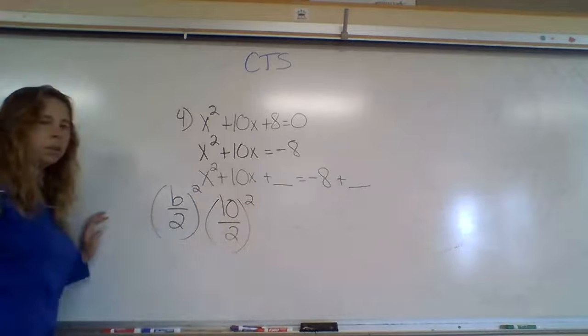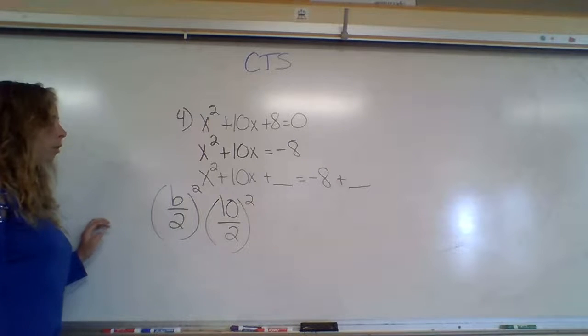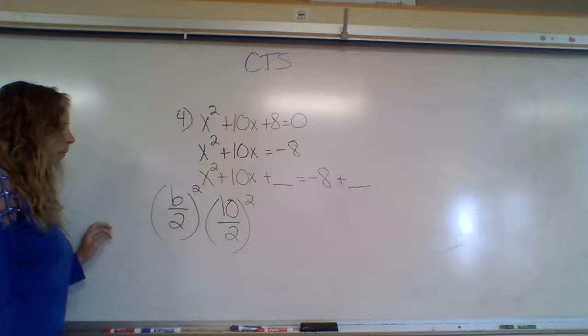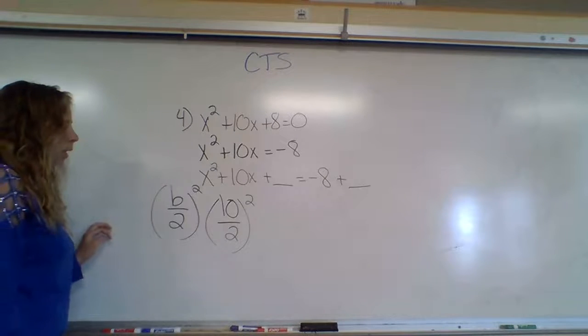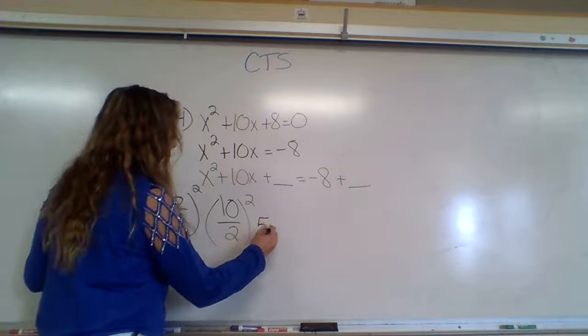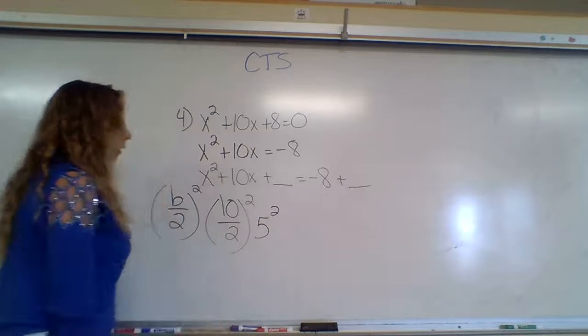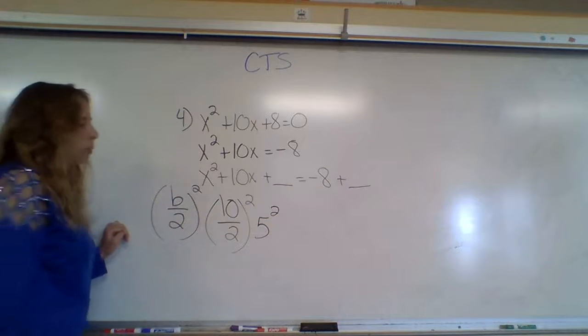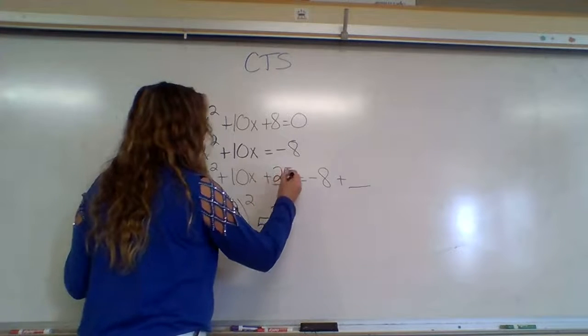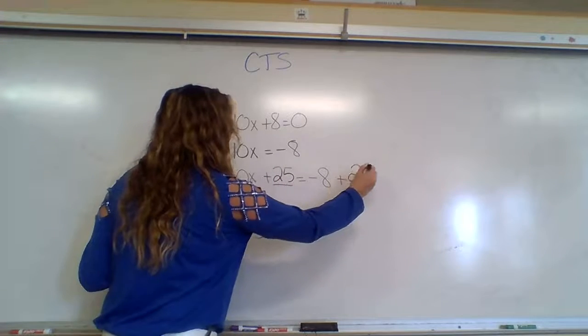So b is 10. All right, 10 over 2 squared. What is 10 over 2 squared? Ten divided by 2 is 5, so you get 5 squared, and 5 squared is 25. Make sure you add it to both sides.